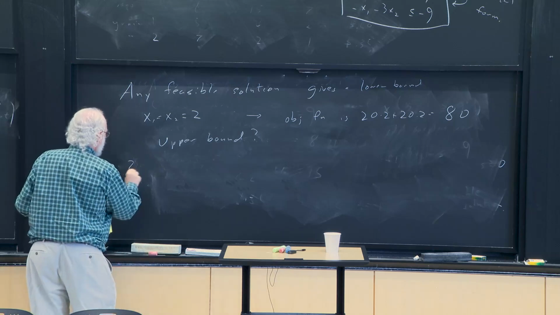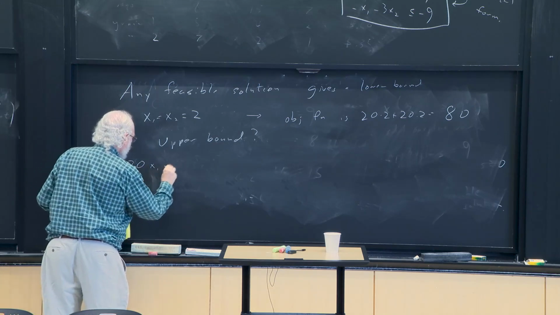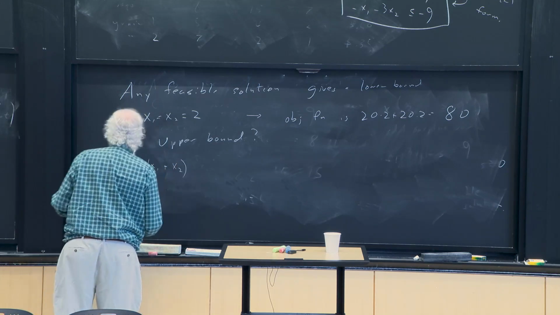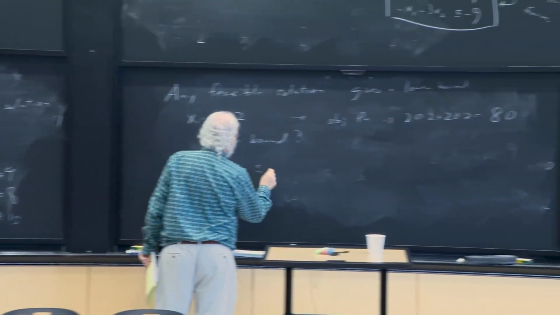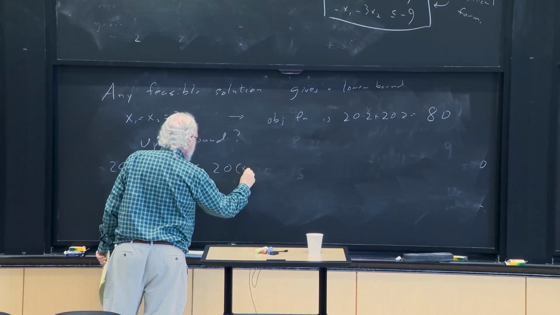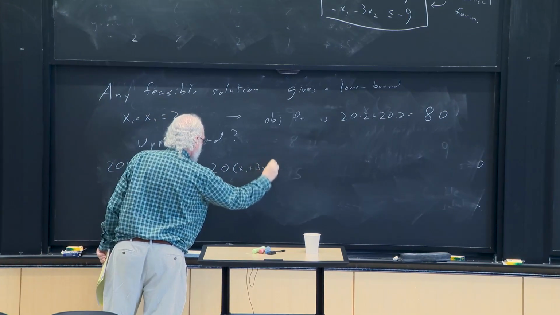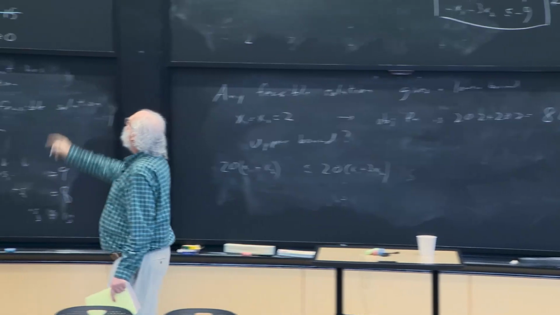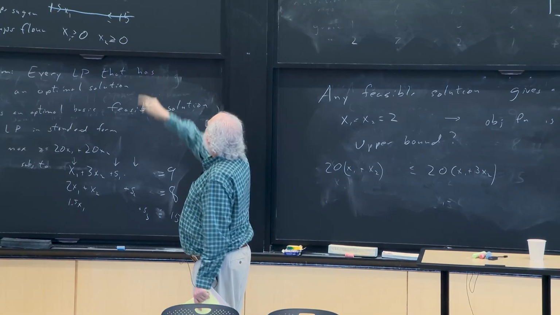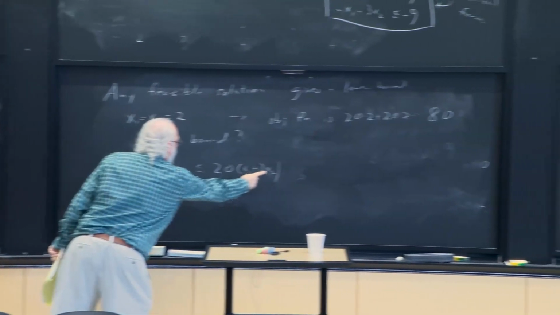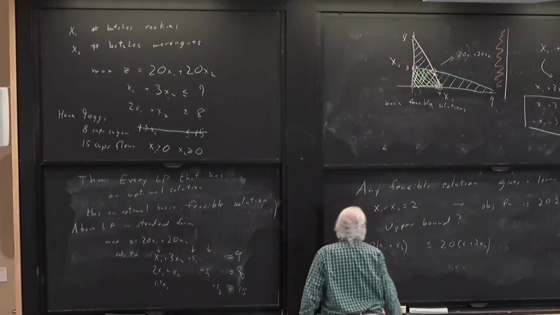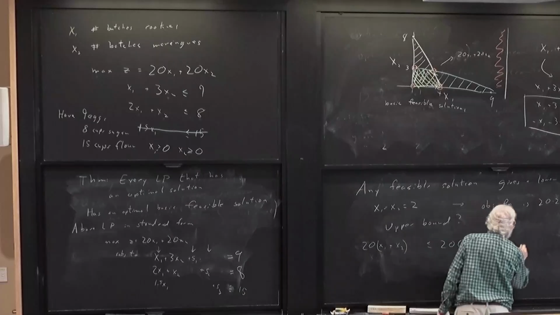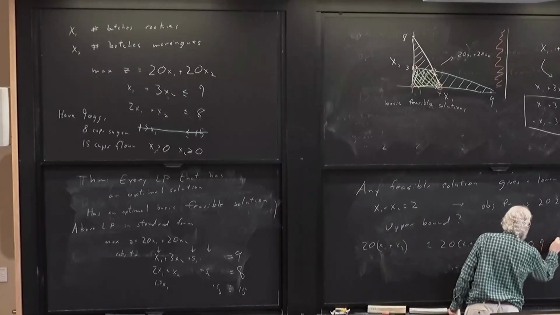So I'm going to write down something. 20x1 plus x2 is certainly less than 20x1 plus 3x2, right? Because x2 is positive. And now we have x1 plus 3x2 is less than or equal to 9. So this is less than or equal to 20 times 9 equals 180.